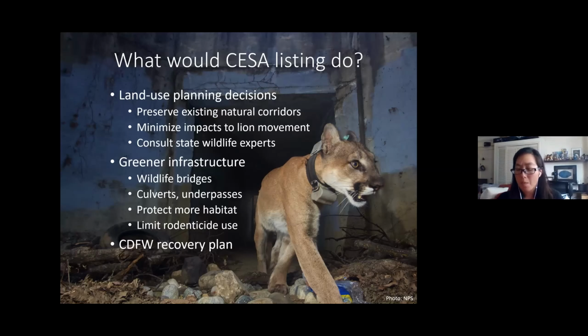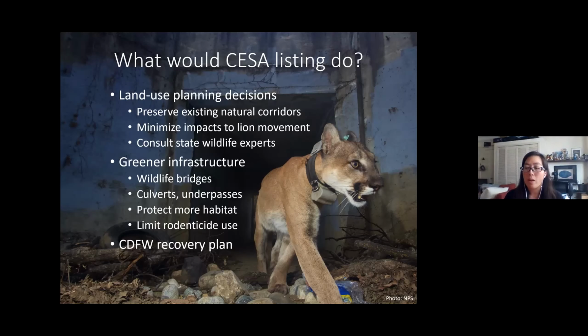And so, there are several things that CESA listing would do. First is, this is probably among multiple different things, I'm probably not covering everything, but some of the things that CESA listing could do for mountain lions in Southern California along the Central Coast is it could have a really beneficial impact on land use planning decisions. And so CESA listing would encourage the preservation of existing natural corridors, and also call for more innovation in mitigation to minimize impacts to lion movement where we do develop.